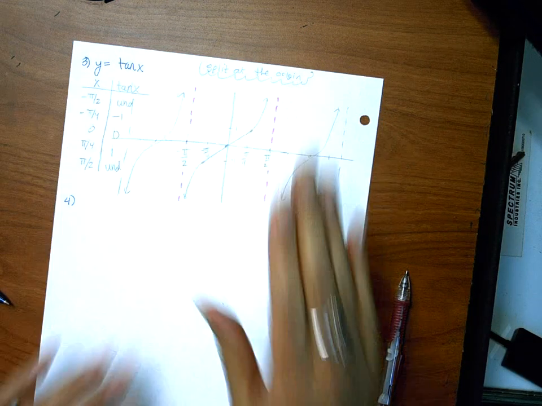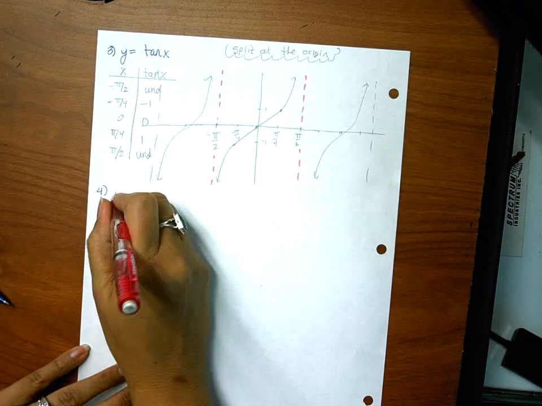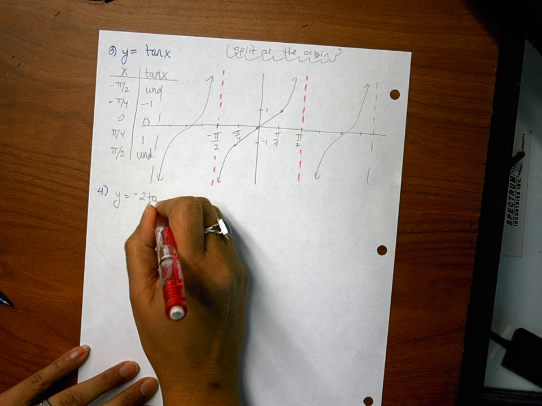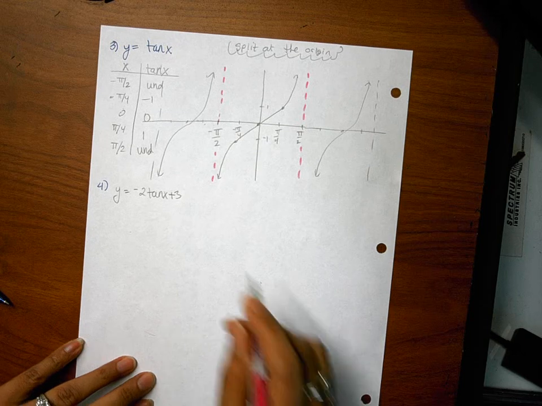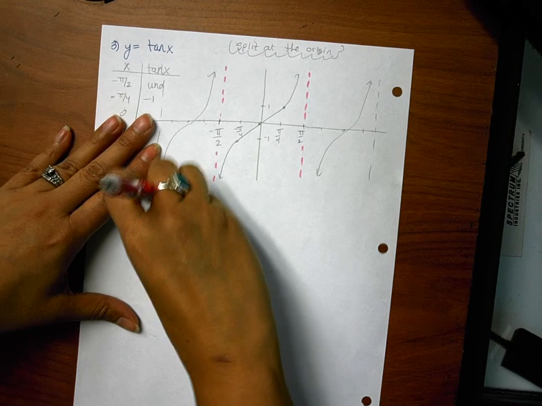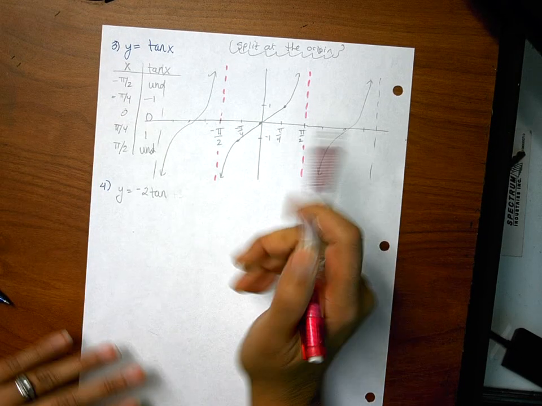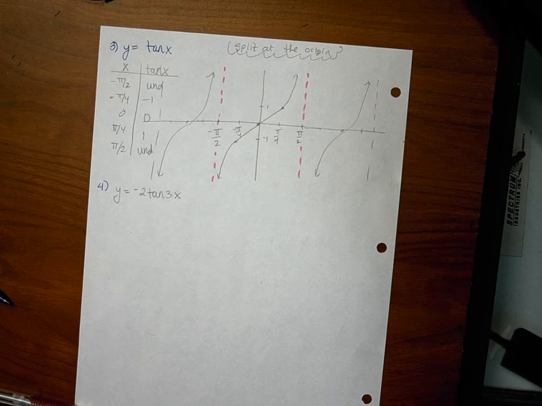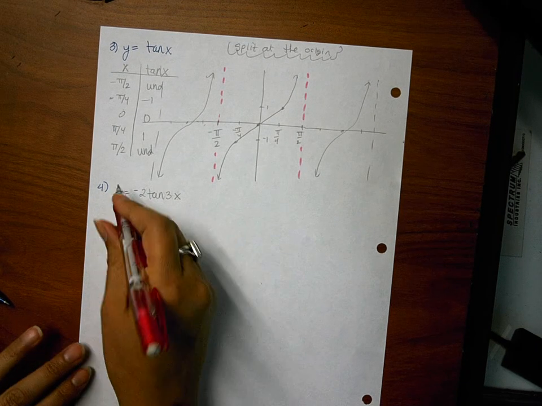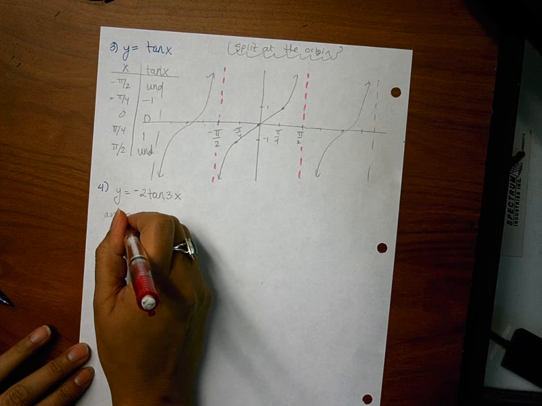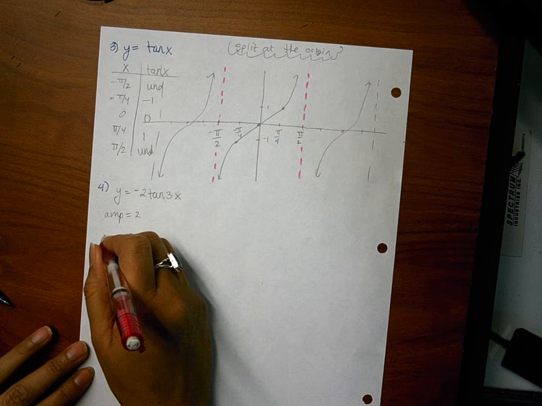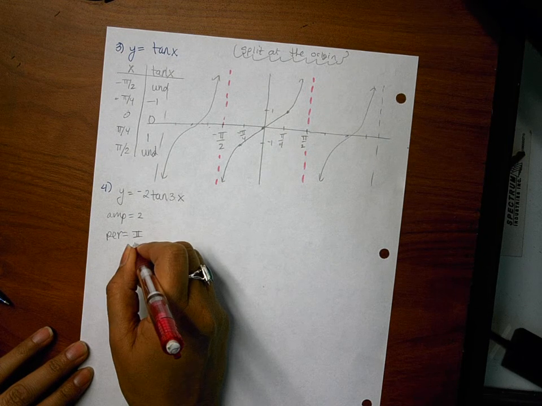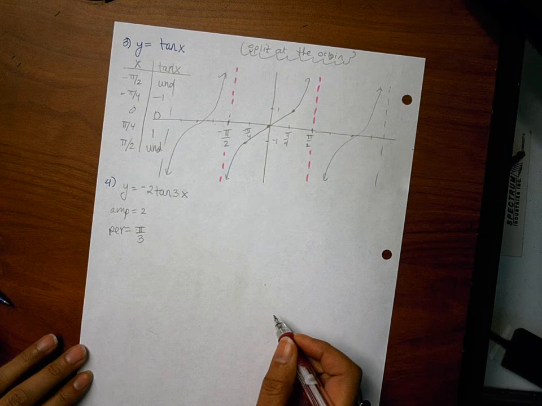All right, number 4. Y equals negative 2 tan x plus 3. Nope, sorry, jumping ahead of myself. Negative 2 tan of 3x. Okay, so amp, fake amp, I'm still going to call it the amp, is 2. The period is not 2 pi over b. Please remember it's pi over b, so pi over 3. Now, here is what you do.